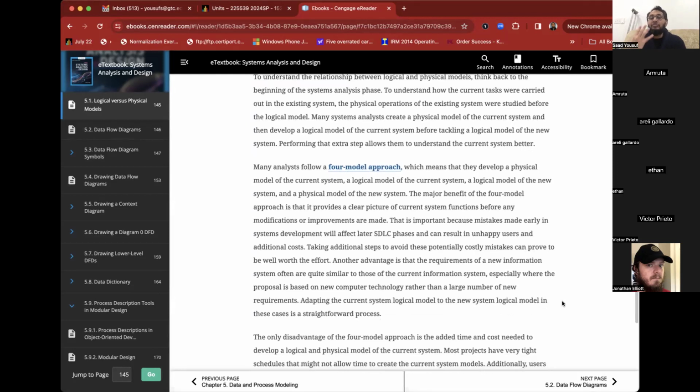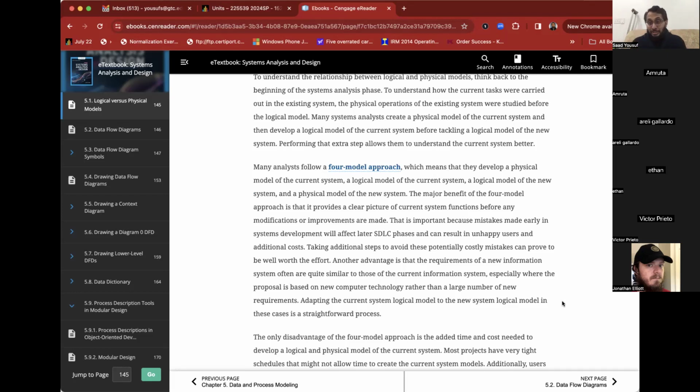Analysts must take a four-model approach. What is a four-model approach? Well, you need to have some logical documentation of an existing system, physical documentation of an existing system, logical documentation of the future system, and physical documentation of the future system. And these documentations can be called models, or rather, they're called models. So this is a four-model approach.